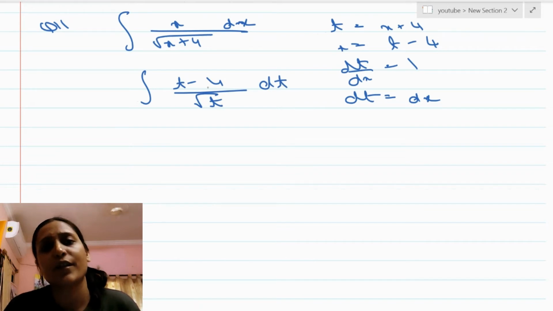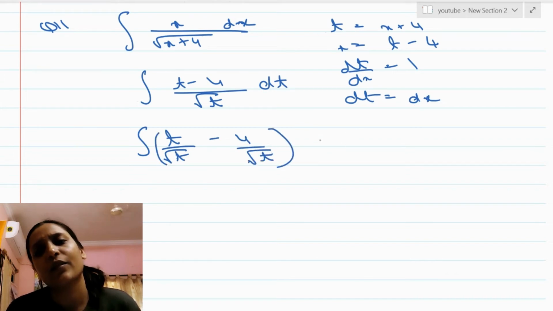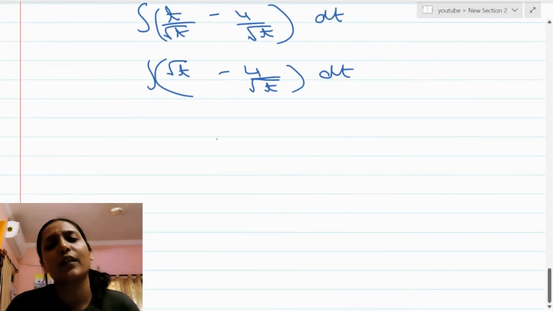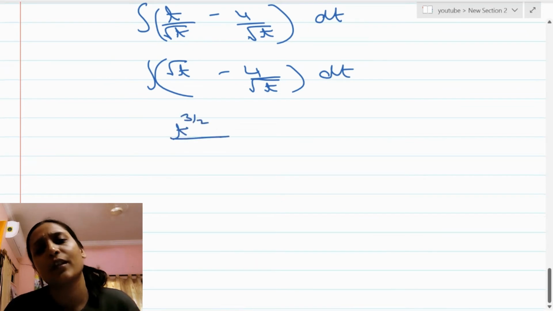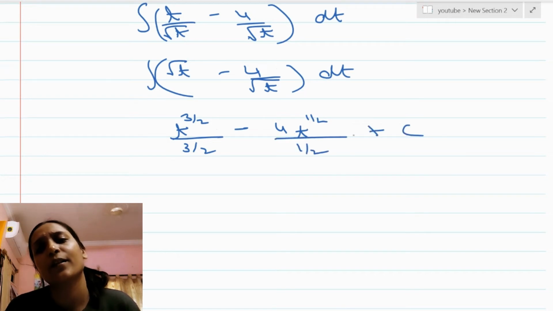Now the goal here was to simplify it, and we are able to do that in this way. So let's just divide individually by splitting them up. So t by root t minus 4 by root t times dt. So t by root t is nothing but root t, minus 4 by root t dt. This is nothing but t to the power 1 by 2. So integral of t to the power 1 by 2 would be t to the power 3 by 2 by 3 by 2, minus integral of 4 t to the power minus half, which would be t to the power 1 by 2 divided by 1 by 2, plus c.